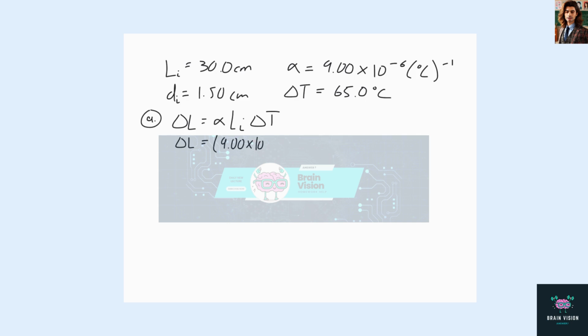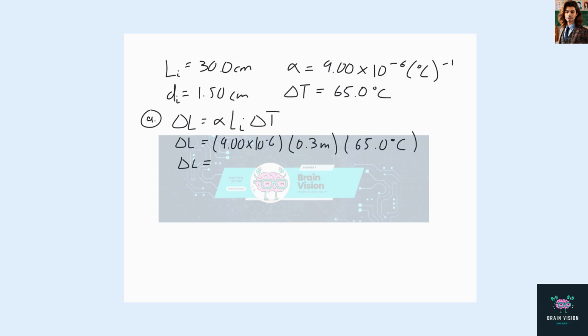9.0 times 10 to the negative 6 inverse degrees Celsius. Initial length is 30 centimeters, but this is also going to be equal to 0.3. I'm just going to write meters so that's clear. And the change of temperature was just 65.0 degrees Celsius.